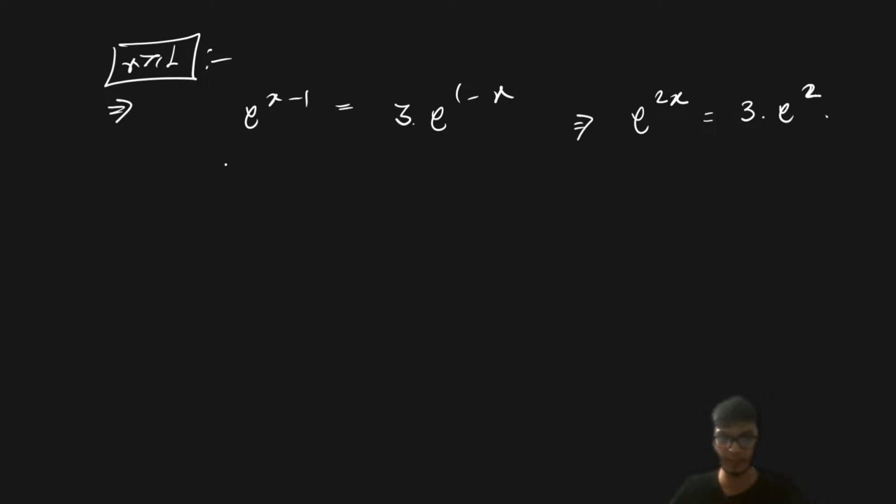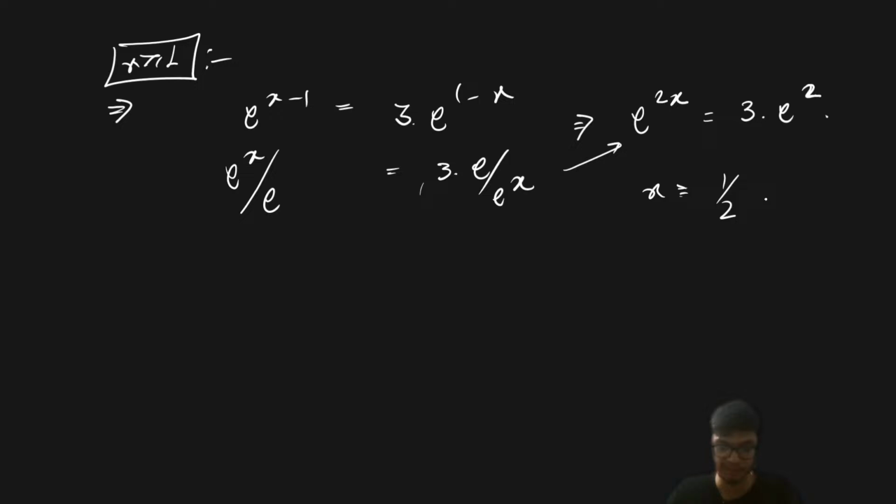This is a very simple step. What I'm doing here is writing this as e to the power x by e, and this as e by e to the power x, and then cross multiplying to get this relation. Now from here, if I solve for x, x comes out as half times natural log of 3 plus 1. Now this is going to give you this result as follows.